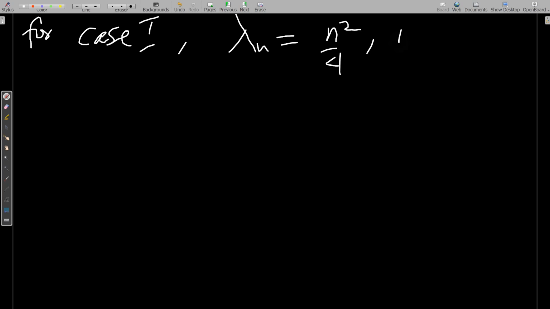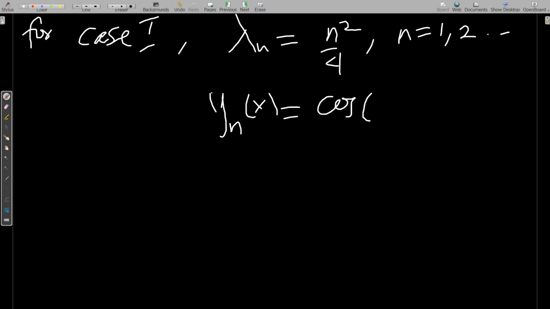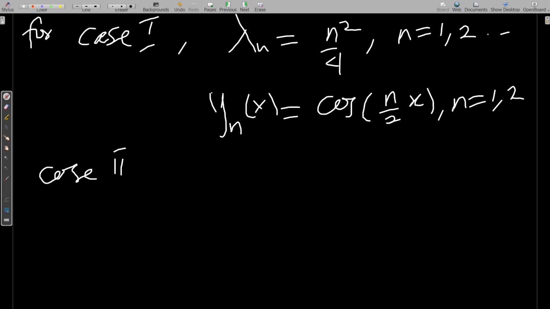So for case 1, what we just considered, the eigenvalues are lambda n equals n squared over 4, n equals 1, 2, and the rest. And for the corresponding eigenfunctions, yn of x, I said you have to take your constant to be equal to 1. So you have cos of n over 2 x with n equals 1 and the rest. Now you go to case 2, and then I will leave case 3 for you to go and do.